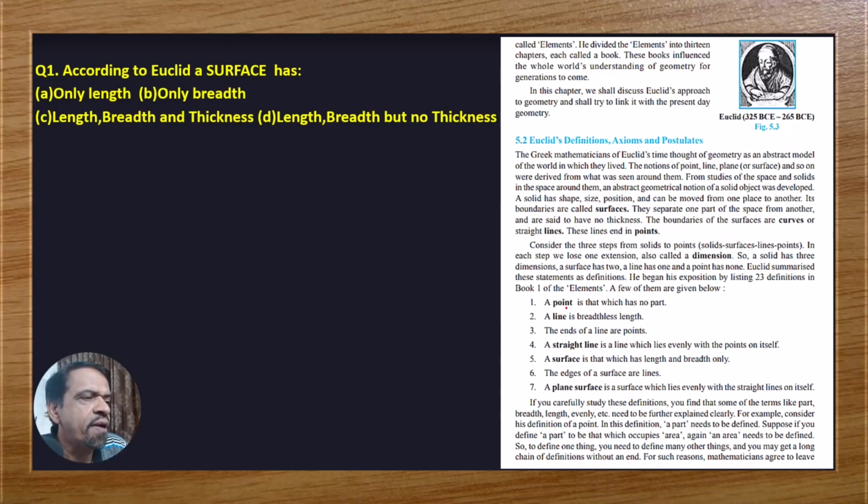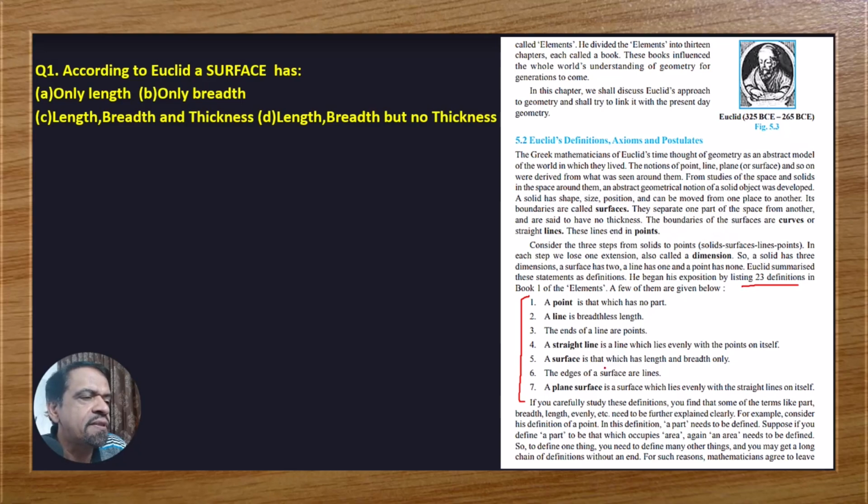These are some definitions. There were a total of 23 definitions. Among these are some important definitions given by Euclid. A point is that which has no part. Point means जिसका कोई part नहीं होता. A line is breadthless length. Line, no breadth. Second, the ends of lines are points. A straight line is a line which lies evenly with the points on itself.